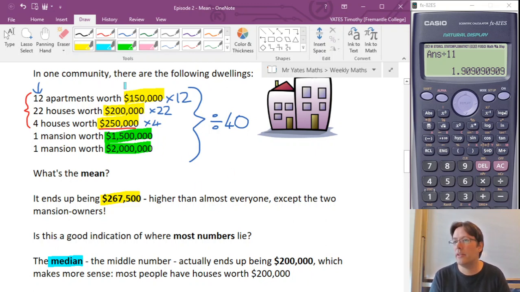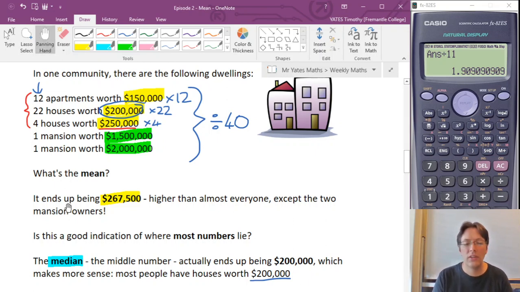So what we can do instead is we find our median, which is the middle number. And the middle number of this one ends up being $200,000. Now, even though it may seem like it might be $250,000, remember that we've got 12 lots of 150,000, 22 lots of 200,000. It's not like we've just got these 5 numbers here. We've actually got a very big list of all these other numbers as well. So our median actually ends up being $200,000, and that number makes a bit more sense for where our middle is, because most of the people we've got here have houses that are worth about $200,000.